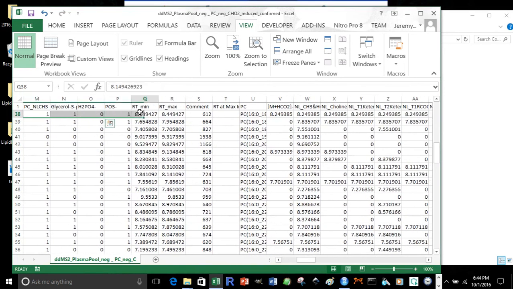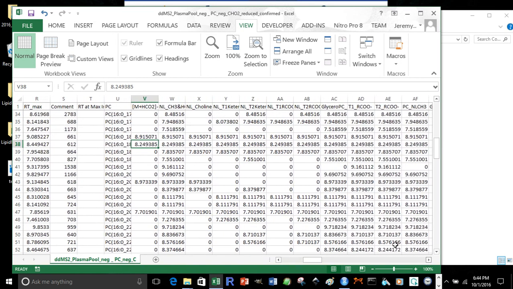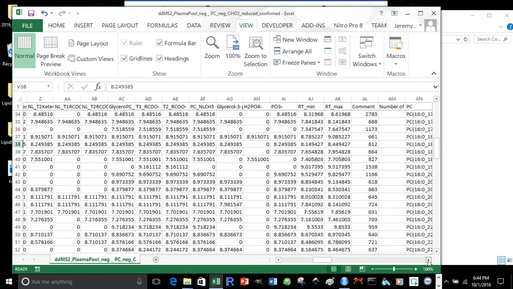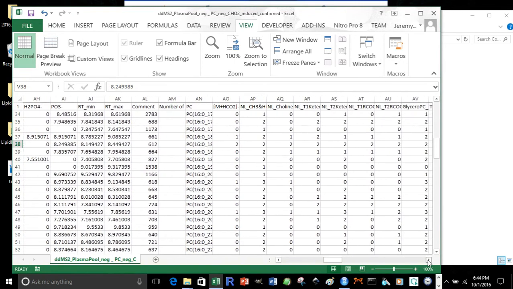The retention time min and max shows the retention time for that lipid feature where they were looking for those scans. Then you can also see the retention time where each fragment was most intense. Which scan at which retention time was that fragment most intense? You can see it's 8.24 for most of these cases.